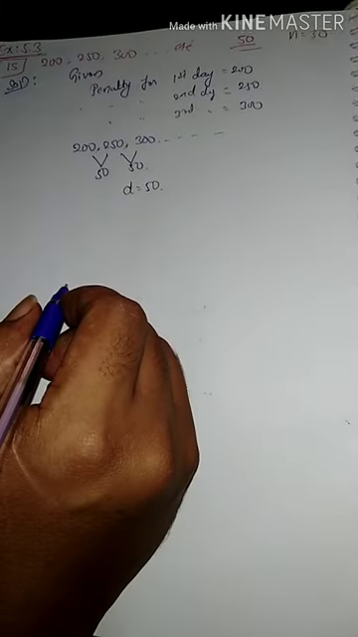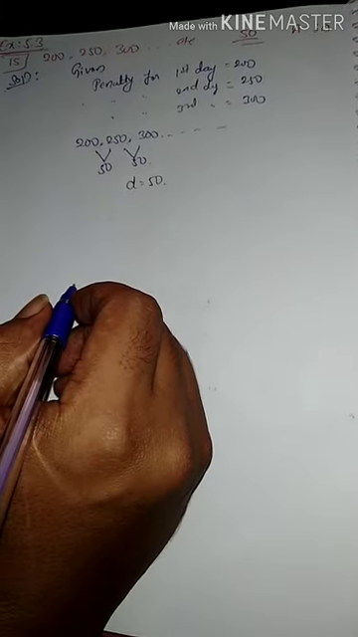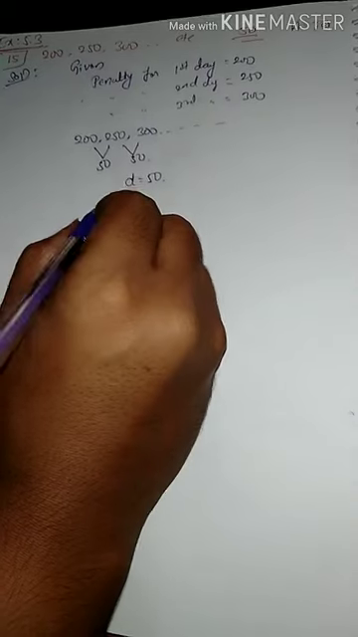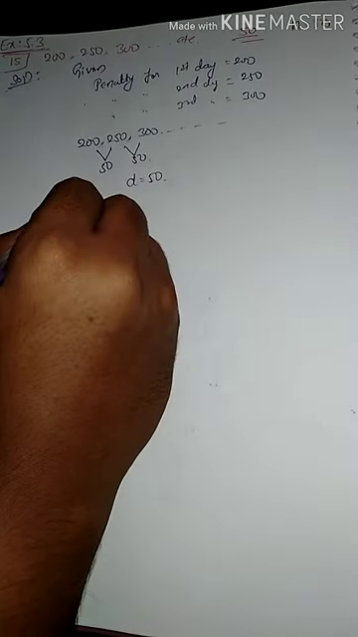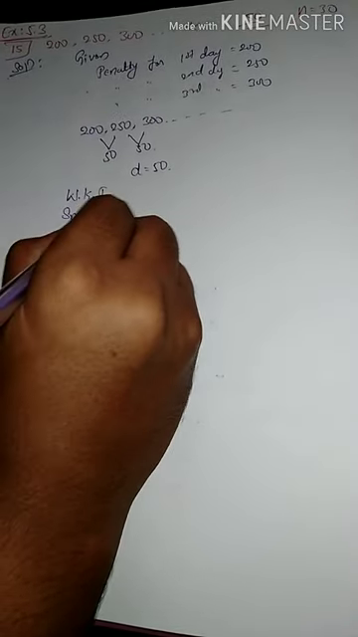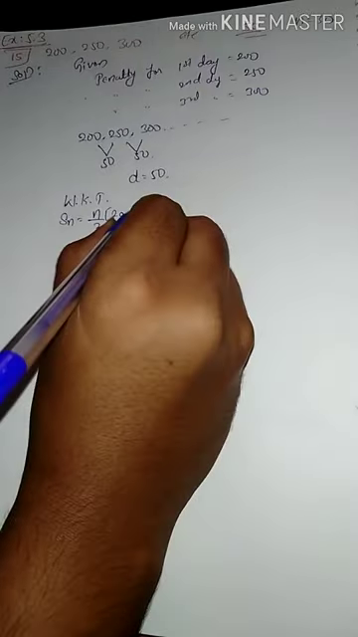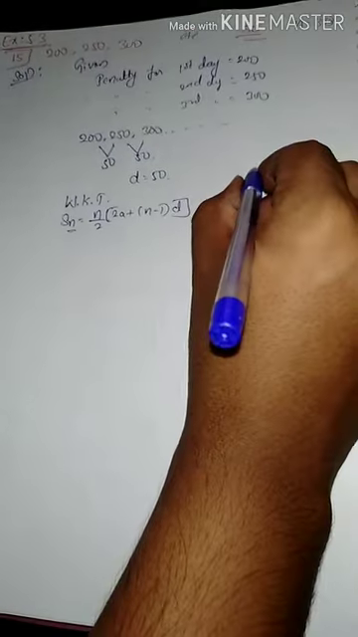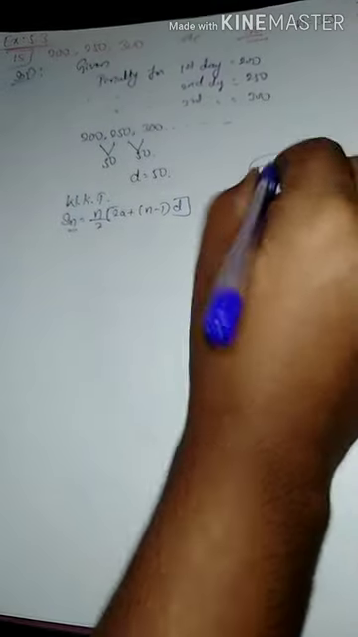We need to find the penalty if the work is delayed by 30 days. That is, we need to find S30. We know the formula to find the sum of the first n terms of an AP, that is Sn is equal to n by 2 into 2a plus n minus 1 into d. Here n is nothing but 30. They have given n is equal to 30.